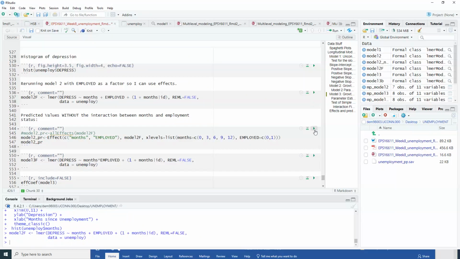Okay, so now let's look at this. Model 2, remember, doesn't have the interaction, so I can get predicted values without the interaction between months and employment. Here I'm saying the model 2 predicted values are going to be the effect of 2 independent variables, months and employed. I'm telling it which model I'm using, which is model 2F. And then I need to tell it what levels I want predicted values for. This is why I ran that histogram. I know employed I want to be 0 and 1, but for months, let's just do 0, 3, 6, 9, 12 for my predicted values. And then I can run that.